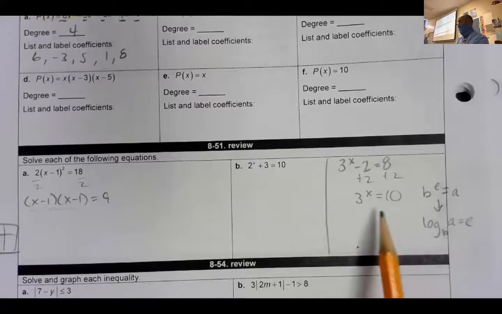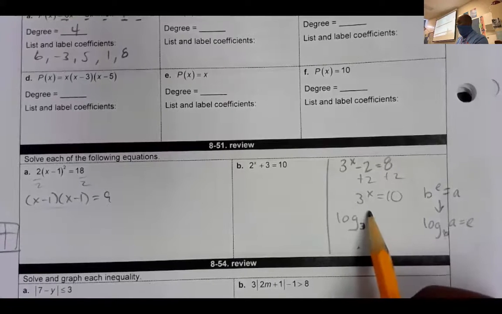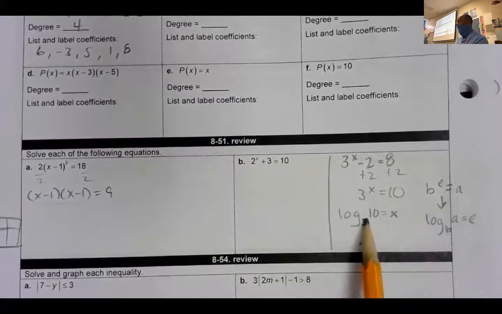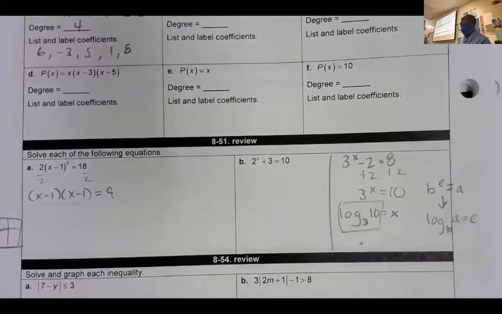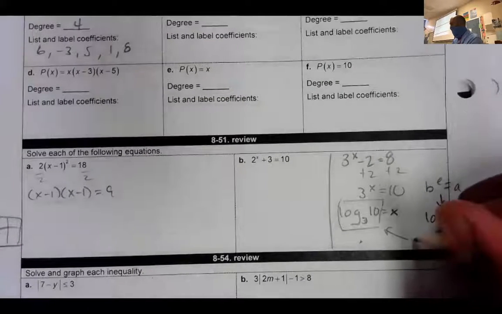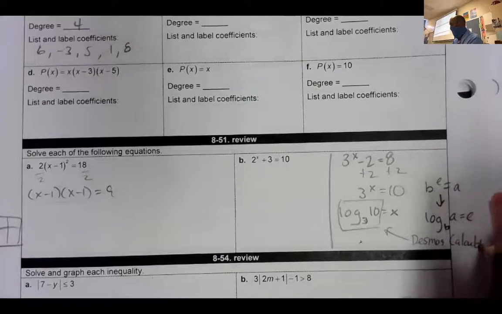So if I'm going to change this into log form, what goes in there for the b? Or what is the base? 3. What's the a? 10. And then what's the e? X. And then how are we going to figure out that right there? How do we figure out the log base 3 of 10? Calculator. Use Desmos. So you're just going to use the calculator or Desmos to figure out. It'll be a decimal answer. Okay.